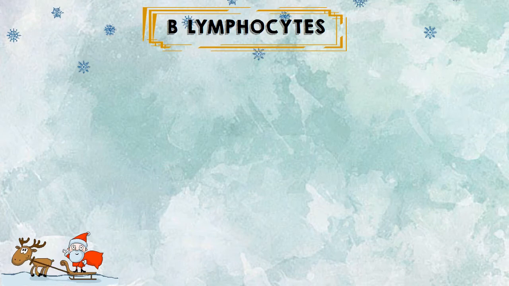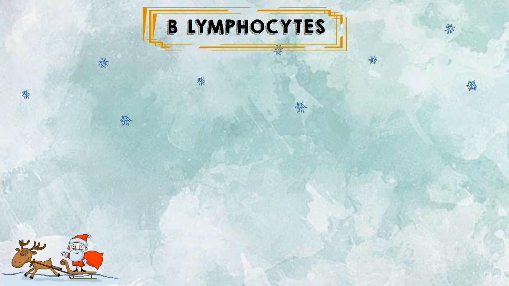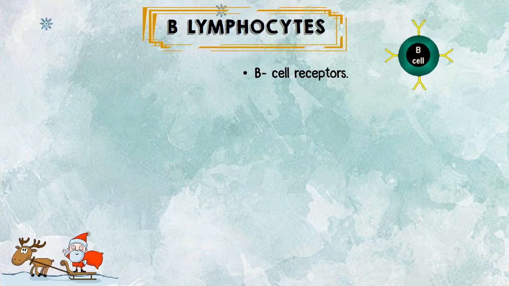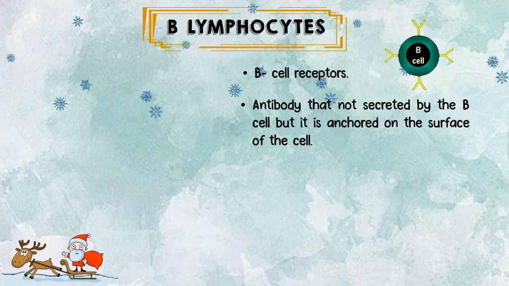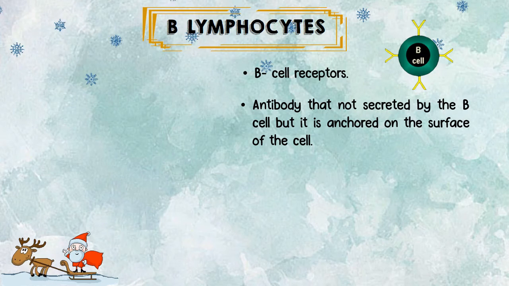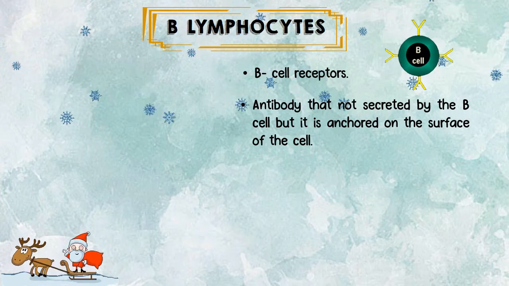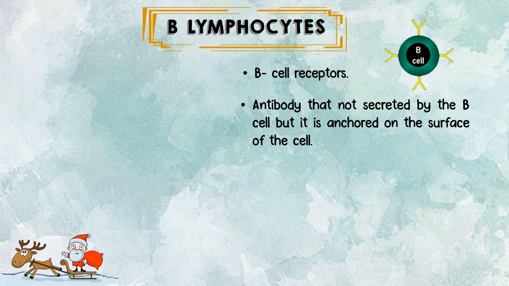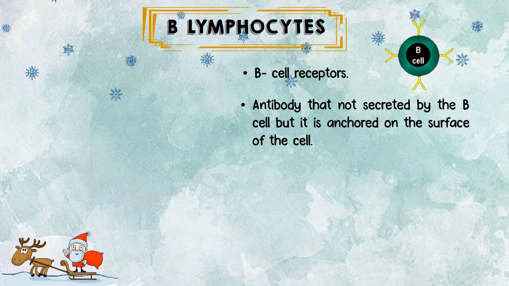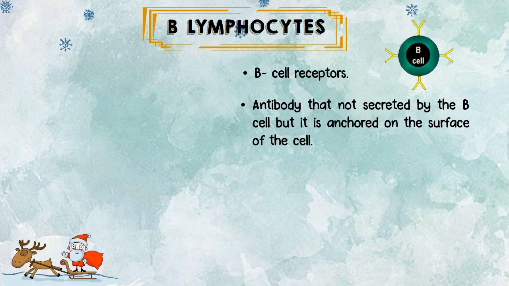Firstly, let's talk about the receptor on B lymphocytes, or commonly we call it B cell receptors. This receptor is basically an antibody that is not secreted, but is anchored on the surface of the B cell membrane. For your information, all antigen receptors found on a particular B cell are identical, but they are different on other B cells. So, each B cell can bind to only one type of antigen at one time.